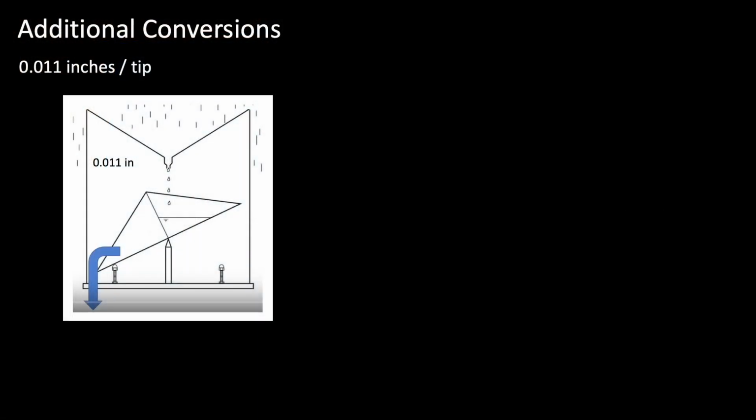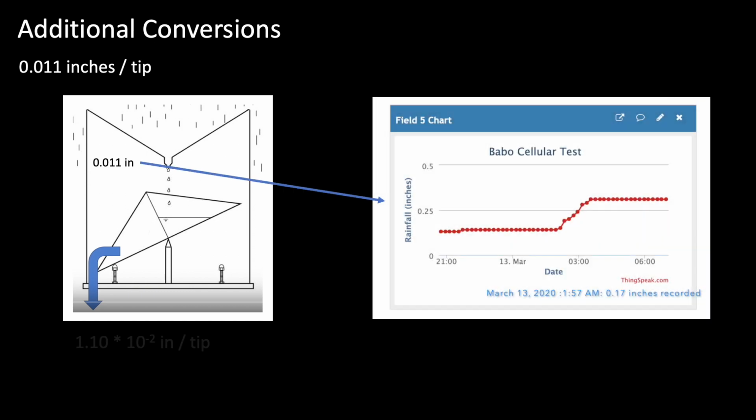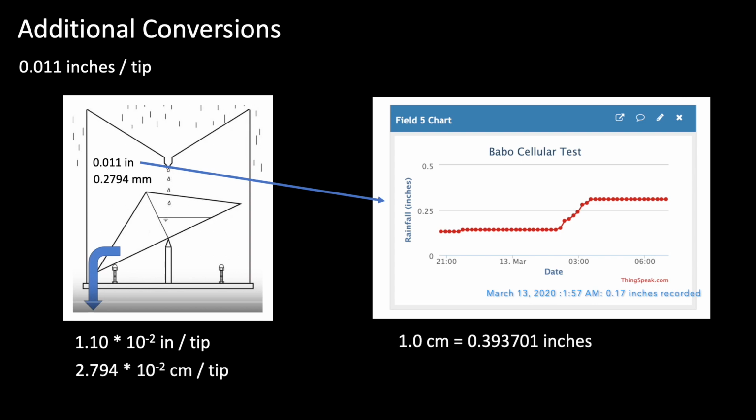Here are a few more conversions we'll reflect moving forward. For this particular gauge, we have a constant of 0.011 inches per tip that is reflected in our code for reporting total inches to the Internet of Things for a given rainfall event. However, we're going to fall back on metric units again since these are easier to work with. So we'll use the metric constant for calculating tips.